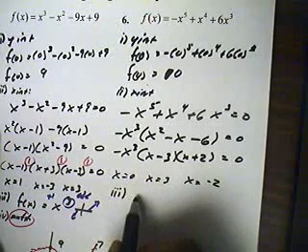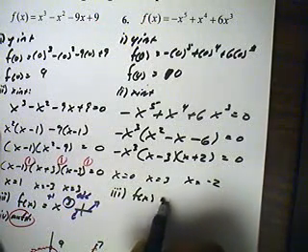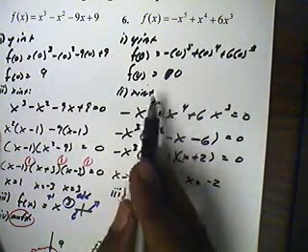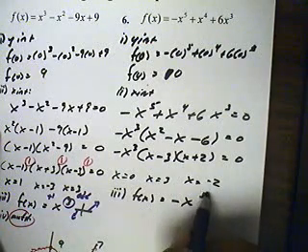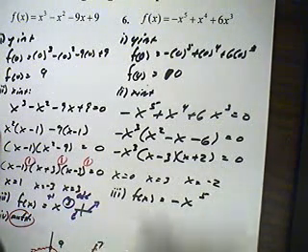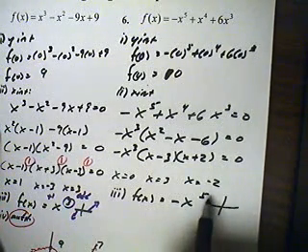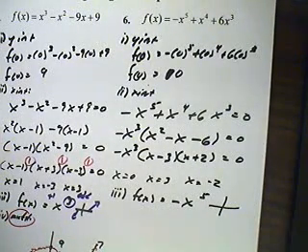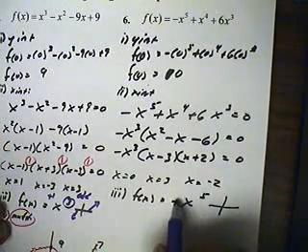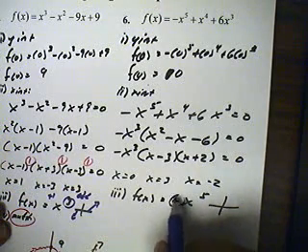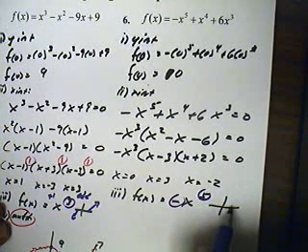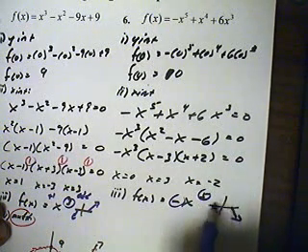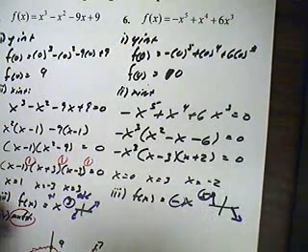Thirdly, the end behavior will be based on f of x equals the first term, which is negative x to the 5th power. Negative x to the 5th power, because this is odd and negative here. We have a negative and odd. The right side will go down, the left side will go up.